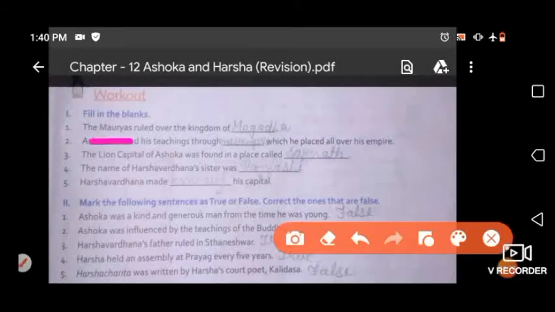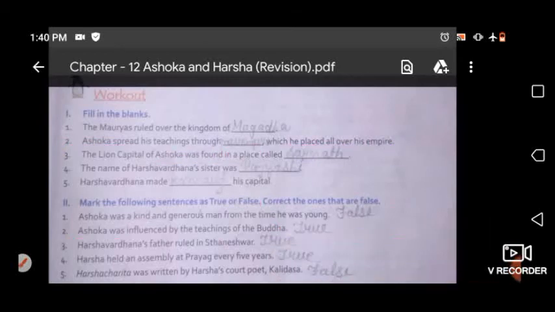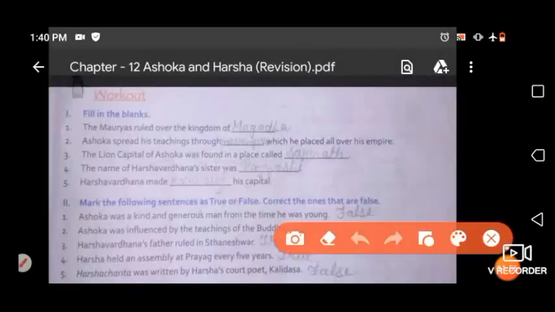The Mauryas ruled over the kingdom of Magadha. What is the spelling of Magadha? Magadha. Next one: Ashoka spread his teachings through dash, which he placed all over his empire.